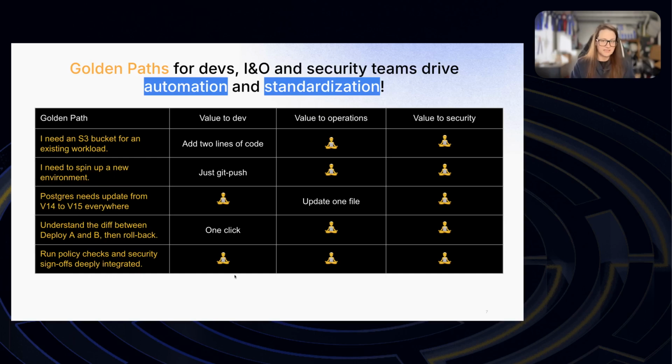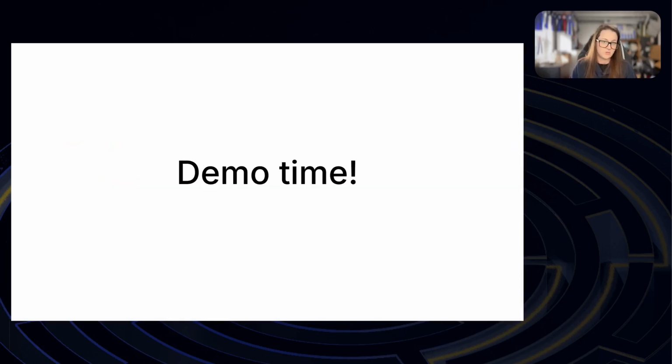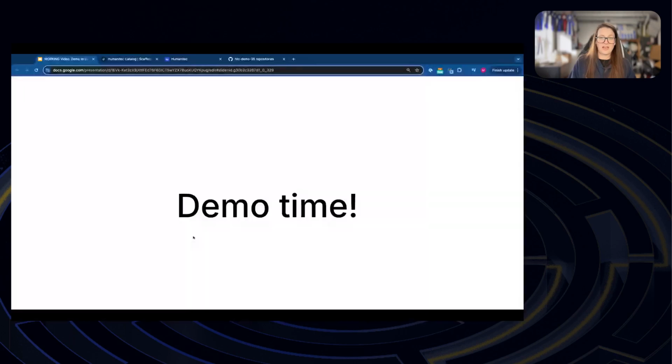And then another example here where no one really has to do anything is running policy checks and security signoffs. This is often deeply integrated into automated pipelines, and it just means that everyone knows that the right checks and balances are in place in order for a deployment to happen. What's really important here is that not everything has to be automated, but you absolutely can. We recommend automating as much as possible in order to give yourself the best level of standardization you can. So let's now look at a demo.